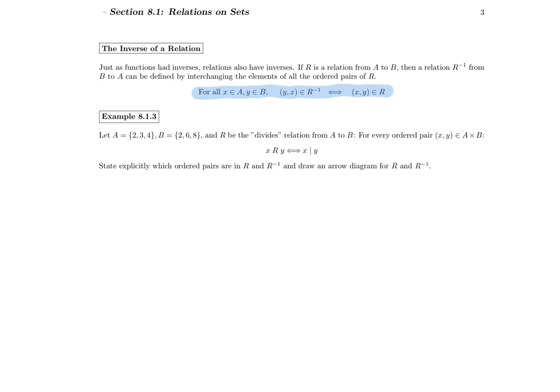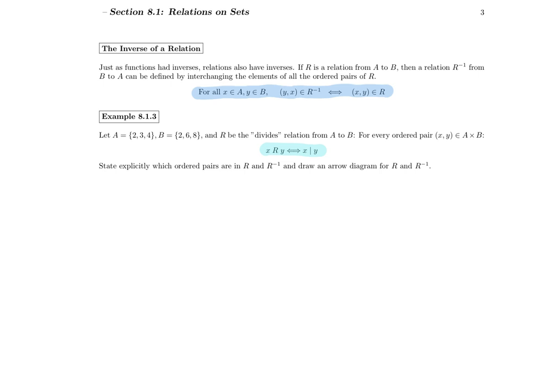So we have set A. A is the set of elements 2, 3, and 4. B is the set of elements 2, 6, and 8. And R is the relation that is the divides relation from A to B. Defined as, for every ordered pair XY in the Cartesian product A times B, X is related to Y by R if and only if X divides Y.